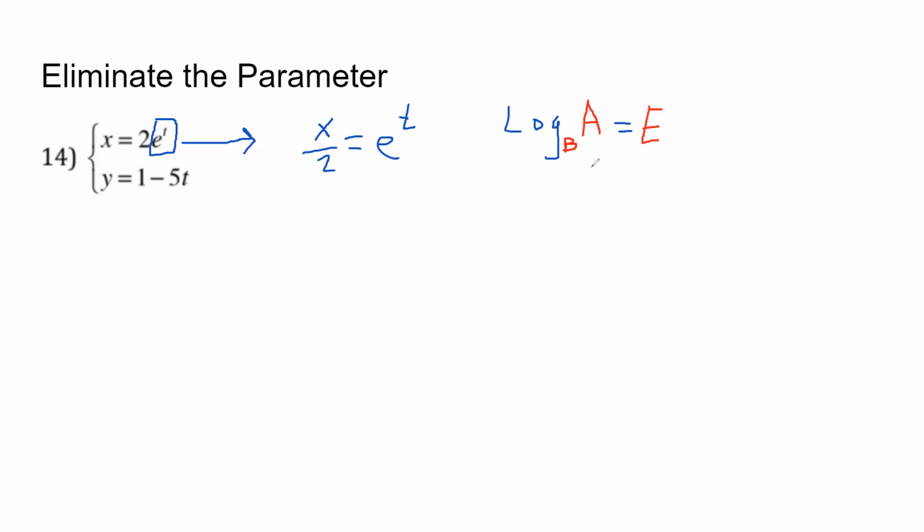All right, it helps you remember that the base of your exponent is also the base of the log. The exponential part is what the whole log expression equals. And then what the exponential equals, so like your answer, is what goes inside the log. So in order to get that t out of the exponent, we can rewrite this in log form. So we get the log base e of x over 2 equals t.